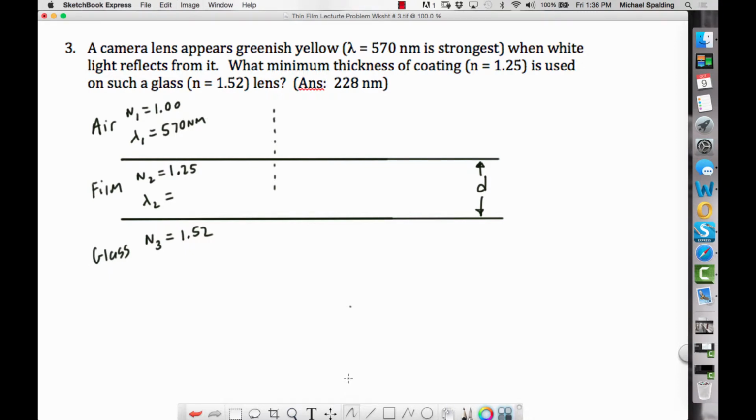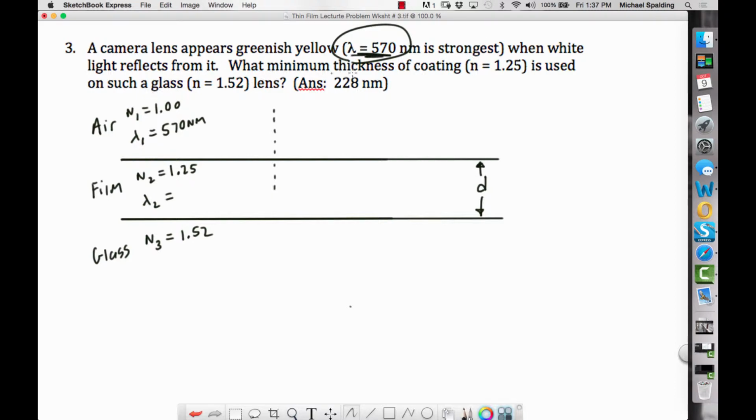Okay, so this is number 3 on the thin film interference lecture problem worksheet. So we have a camera lens. It appears greenish yellow, which is this wavelength, 570 nanometers, when white light reflects from it. Everybody knows white light has all colors of the rainbow, but this particular wavelength is shining the brightest in this problem.